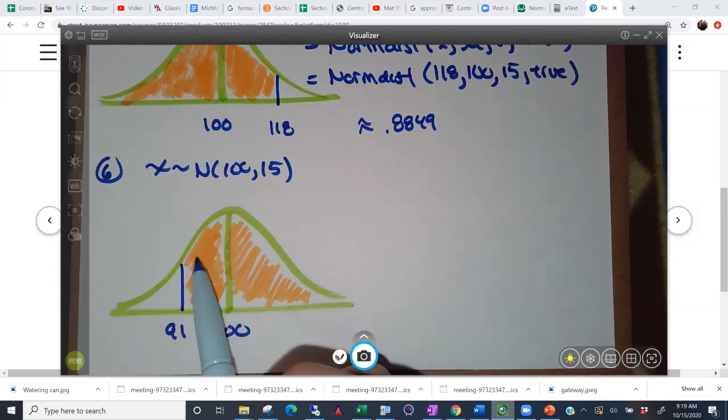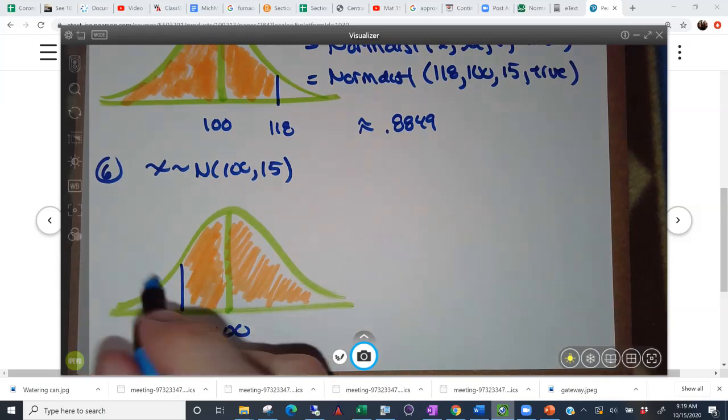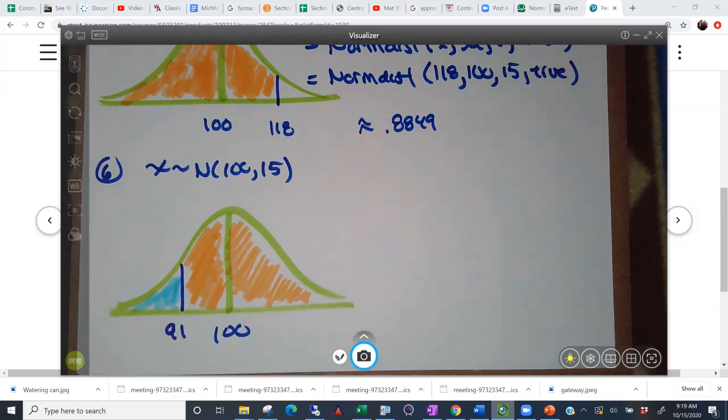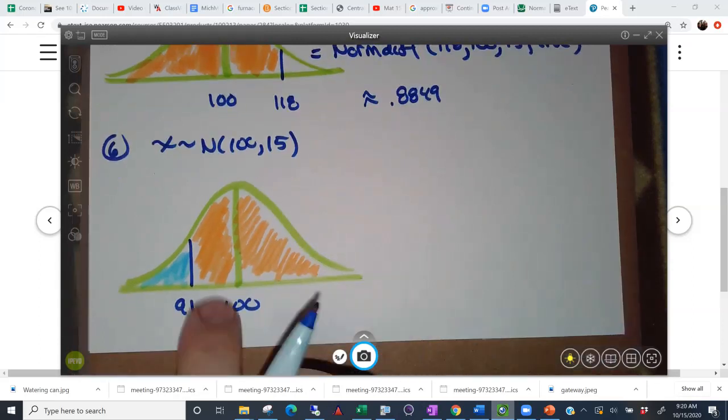We've got to think carefully about how Google Sheets works. Google Sheets is going to give you the area to the left of something. So it's going to give me the area to the left of 91, but that's not the answer that I want. You can look up the blue area, but I need a little bit more. Is there a suggestion as to how we could get the orange area?